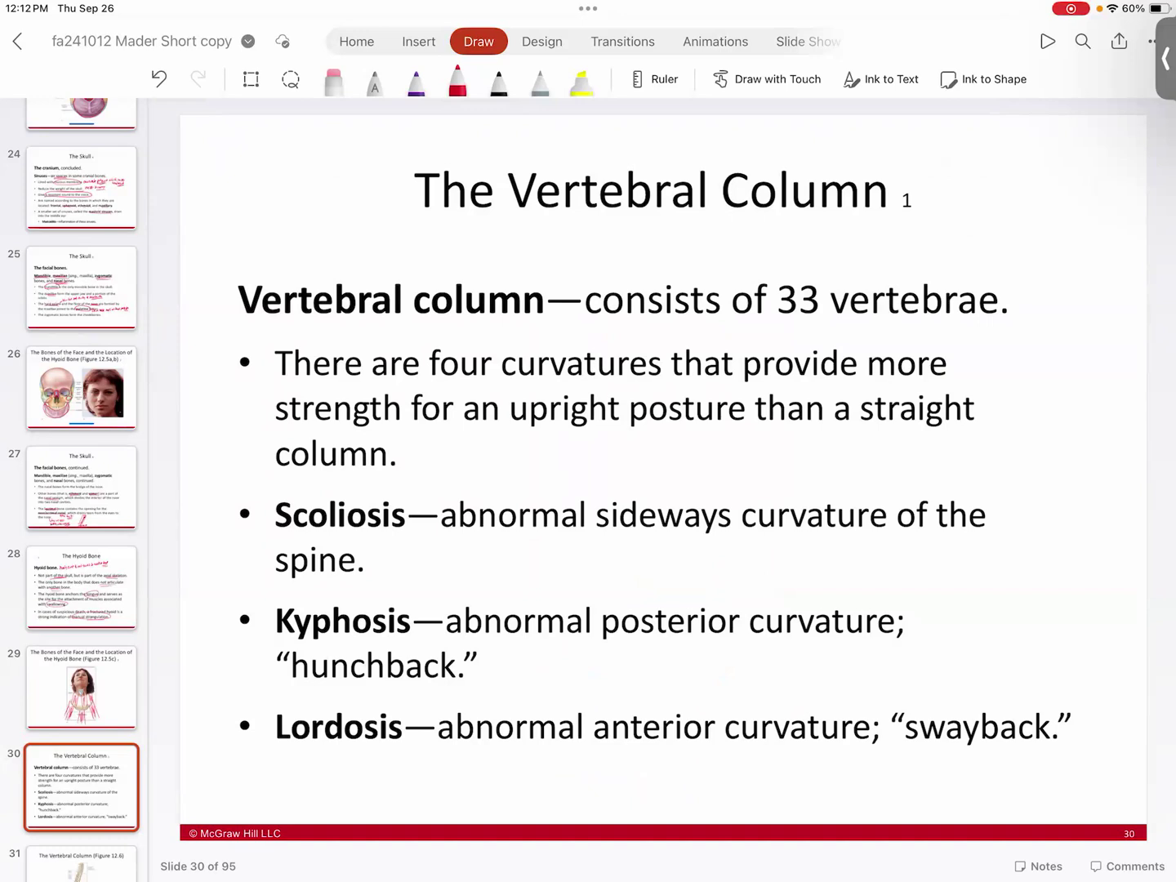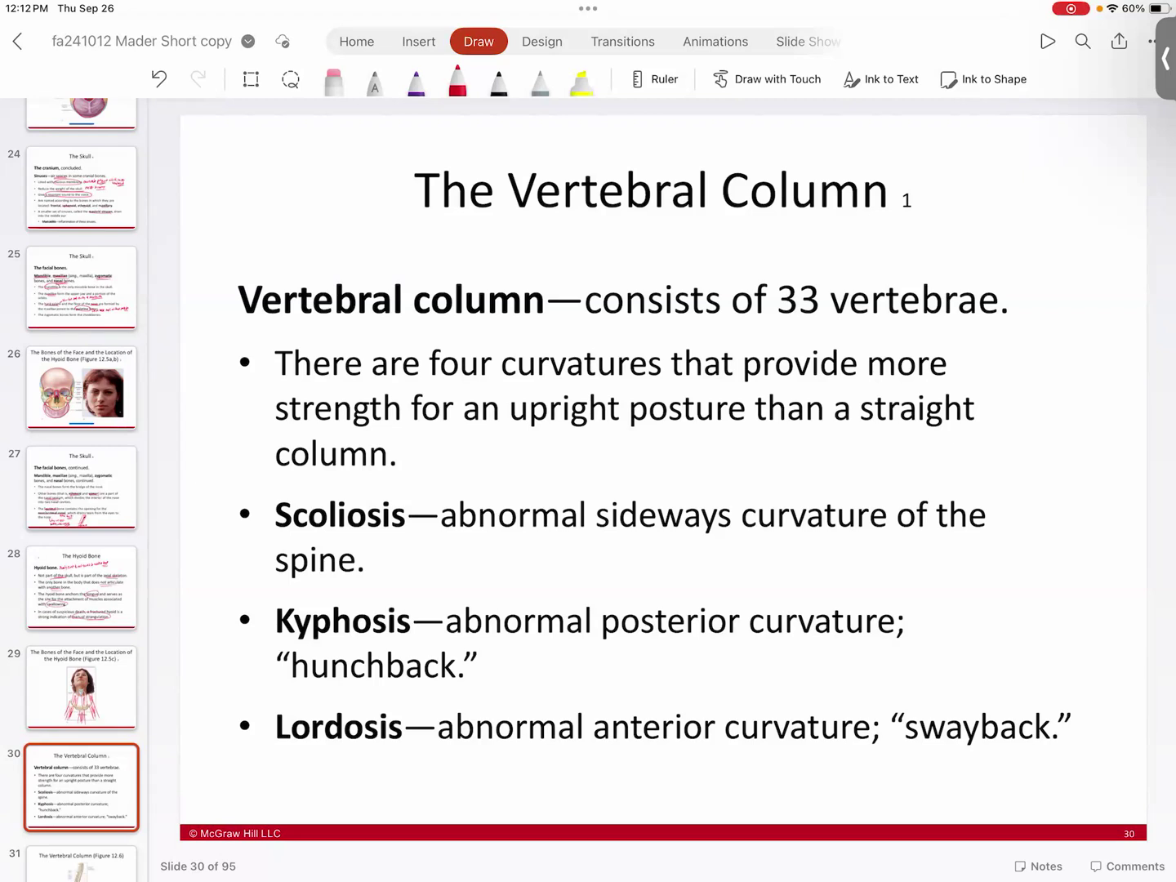Let's take a look at the vertebral column. You have 33 vertebrae, and when you look at all these different vertebrae, you have 3 different types: cervical, thoracic, and lumbar vertebrae. These are the ones that create the curvature of your back and the fluid flow of the movement of your back as well.